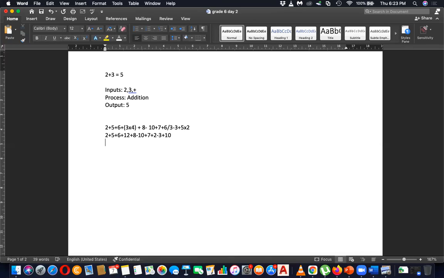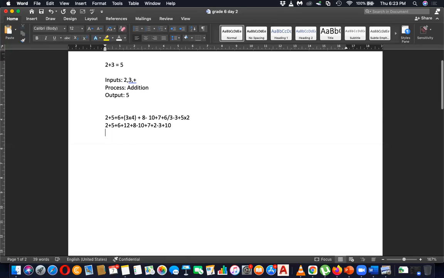Okay, this is the second version. The third version, you add these. 5 plus 2 is 7 plus 6 is 13 plus 12 is 25 plus 8 is 33 minus 10 is 23 plus 7 is 30 plus 2 is 32 minus 3 is 29 plus 10 is 39. Okay, that is lengthy. But if you give this to a computer, see what will happen.